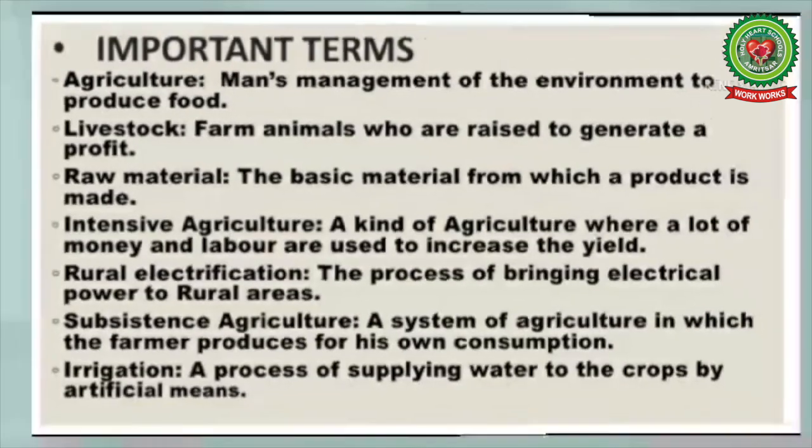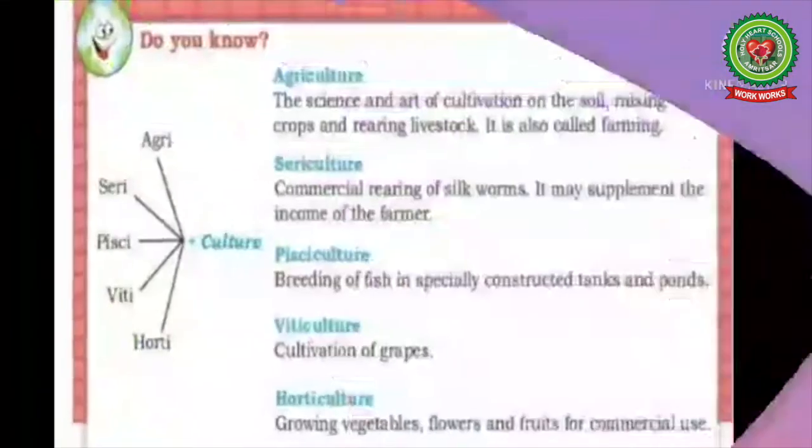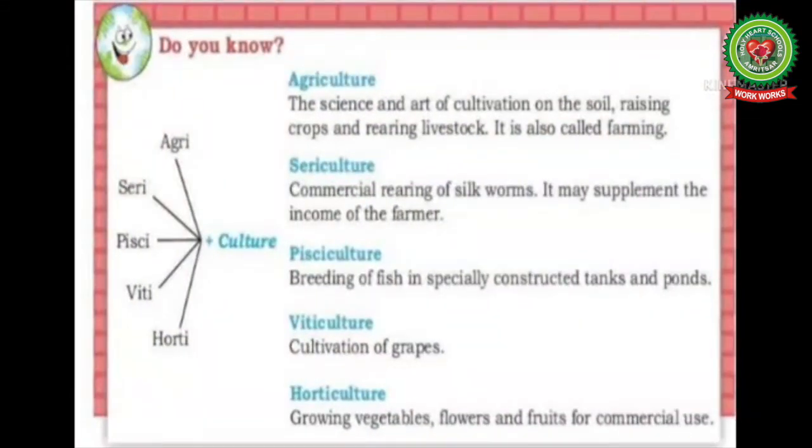Students, let me give you a big picture of the chapter. The term agriculture has been derived from two Latin words, ager meaning land and culture meaning cultivation. Thus, the word agriculture stands for cultivation of land. Agriculture includes not only land cultivation for growing crops, but also horticulture, sericulture, livestock rearing, pisciculture, agroforestry, etc.